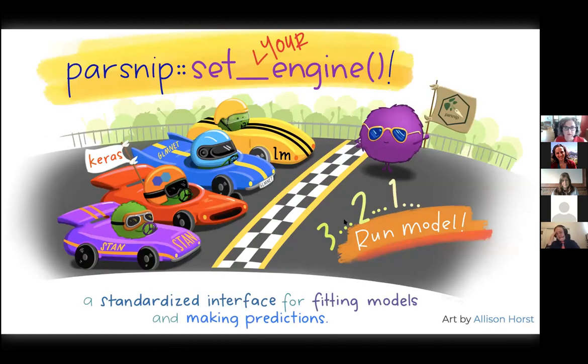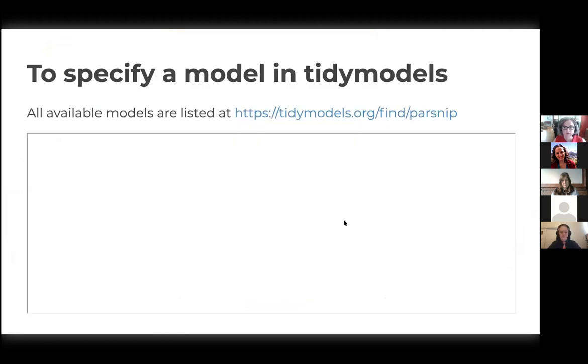So here we have the wonderful art from Alison Horst. And so we'll be using parsnip to do all the modeling. And parsnip acts as a standardized interface for feeding the modeling. So it doesn't include any of the tools to actually run the models themselves, but it attaches hooks into other libraries in R and outside of R to handle the computations for you.